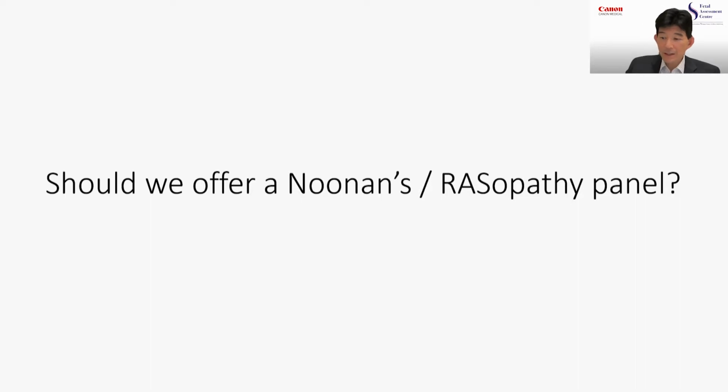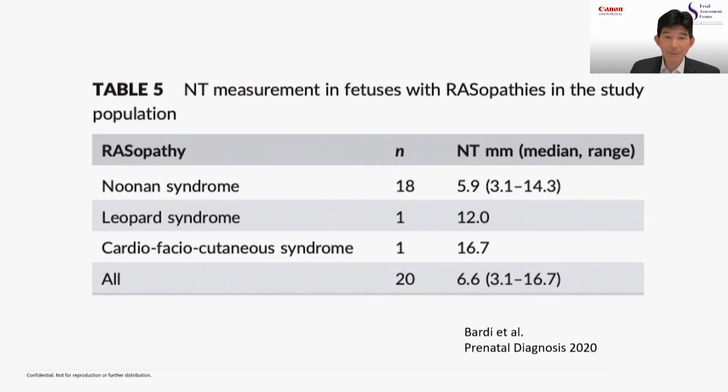I think it's important in a talk like this really to make ourselves think, is doing a chromosome microarray enough? Should we be offering a Noonan's panel or a rasopathy panel? Sometimes when I take some of the trainees for exam training and all that, I find that they use the two terms interchangeably, and it's actually not the same. Noonan's syndrome refers to a certain group of rasopathies, and they're by no means all the rasopathies.